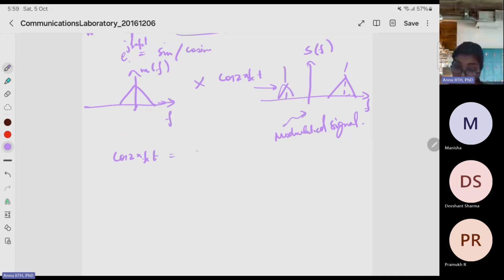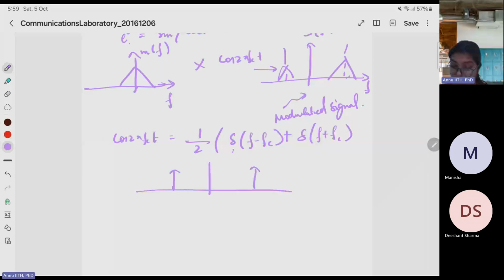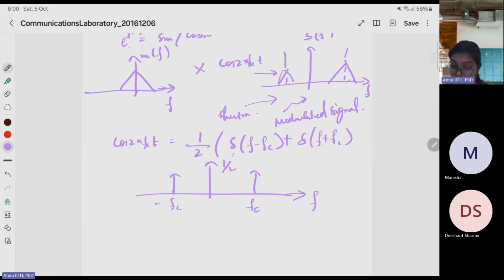This is in the time domain. If you do the multiplication, it is 1/2 [δ(f − fc) + δ(f + fc)]. This is the Fourier transform of the cosine, with fc and −fc. Once this is multiplied, that is actually a convolution in the frequency domain, and the spectrum gets shifted to these locations. That's why we have this particular form of spectra.